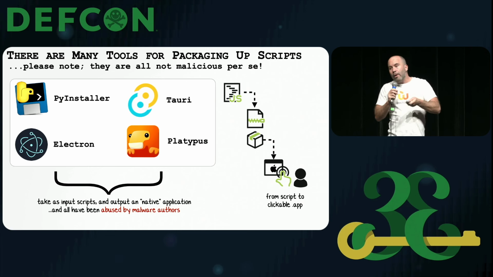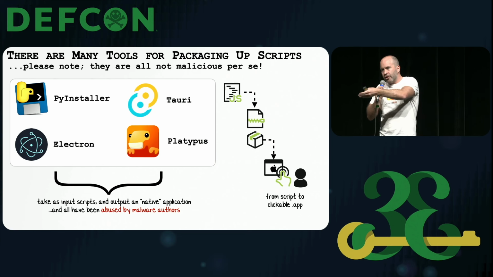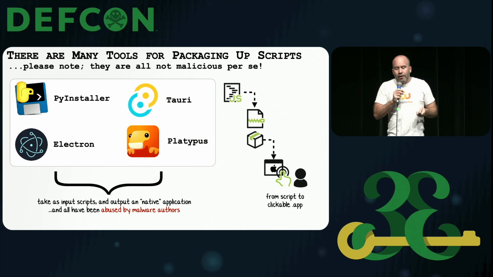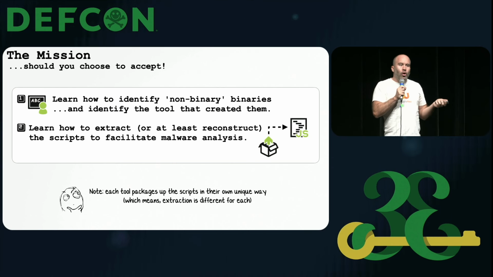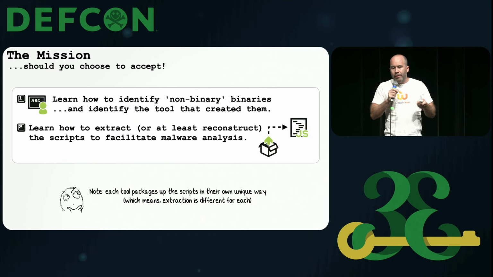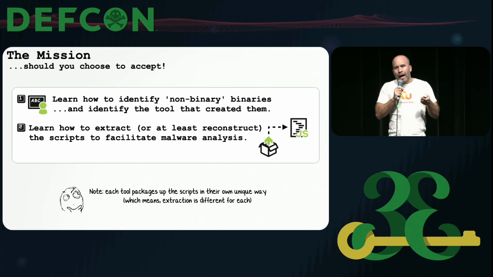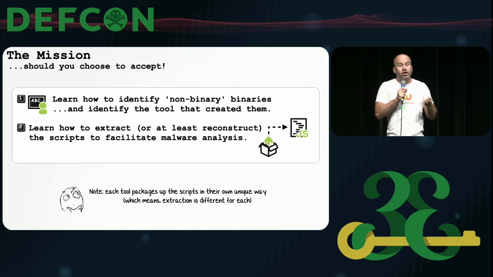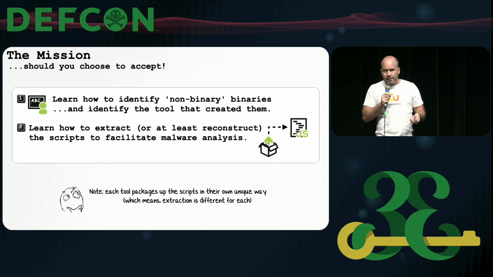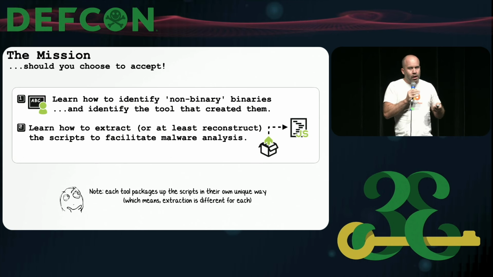But why we are talking about them today is, first, they all take as input scripts and can create native executables for application binaries. But as we will see, they have all been abused by malware authors to make essentially malicious applications. So the mission, or our goal today, is to, A, learn how to identify these non-binary binaries and also identify the tool that created them. Then once we know that, we can talk about how to extract or at least reconstruct the script that facilitates our binary analysis. We'll see this is actually pretty straightforward, but this is still something very practical to understand.